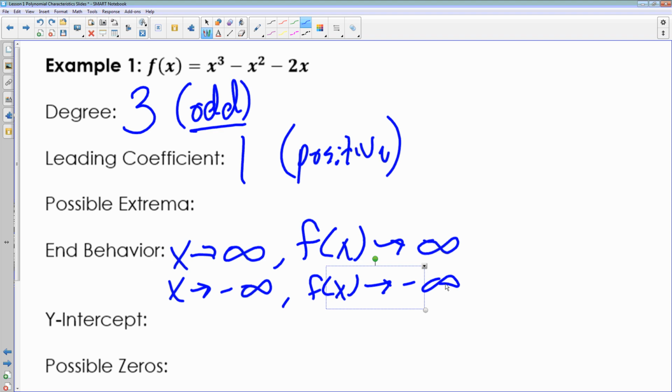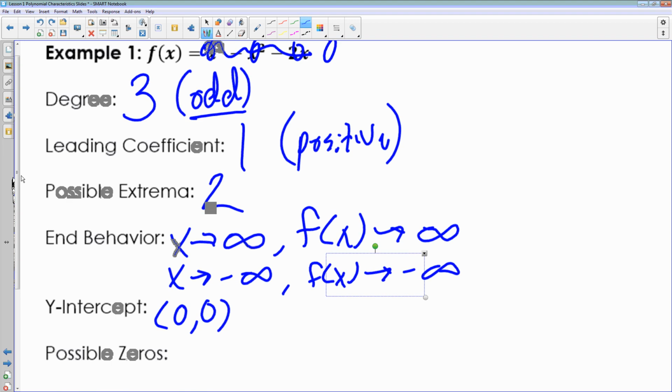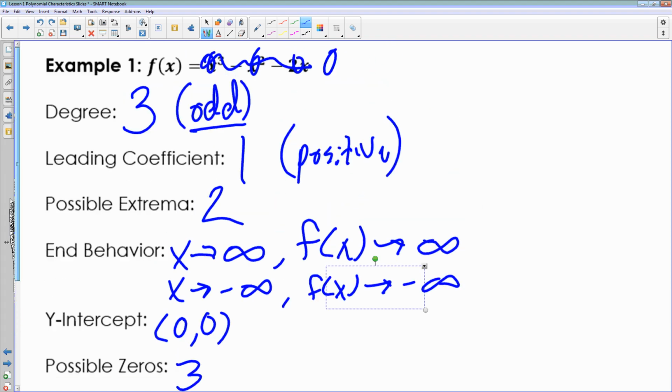All right, my possible extrema, remember that's always your degree minus 1, so 3 minus 1 is 2. My y-intercept is going to be my constant. Well, there's no constant. When I plug in 0 for all of these x's, everything goes away and I'm left with 0. So that's my y-intercept, at 0, 0. And then my possible zeros, remember that's always n, so there are 3 possible zeros. Now let's actually find them. To find them, we are going to factor this. I'm going to erase so I can factor it.